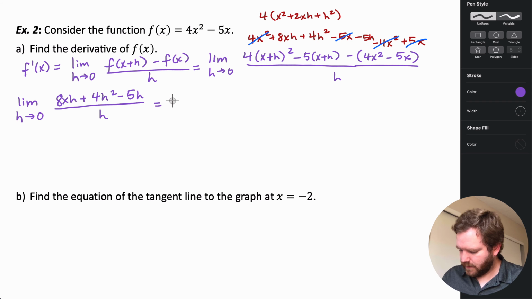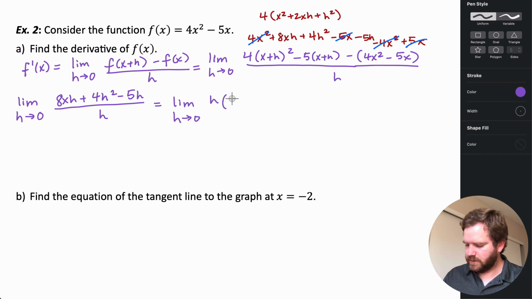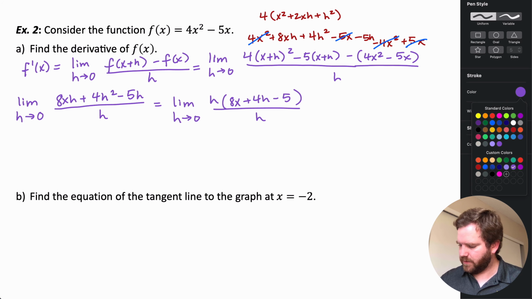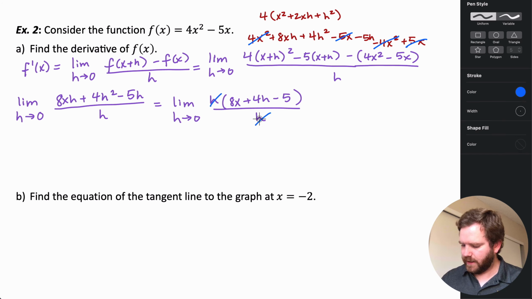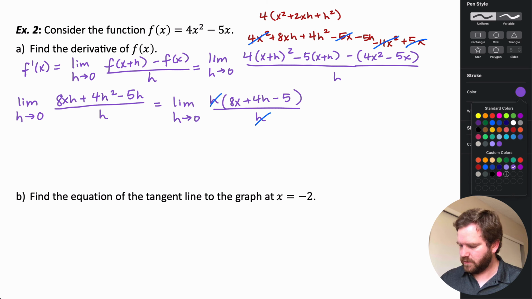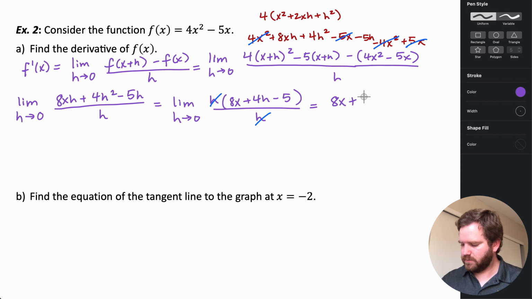And I get the limit as h approaches 0 of h times (8x plus 4h minus 5) divided by h. And those h's can cancel, which then allows me to use direct substitution and plug in. So if I plug in h being 0, what I'm left with is 8x plus 4 times 0, which is 0, so that's going to be a 0 there, minus 5. So the derivative, f prime of x, is equal to 8x minus 5.